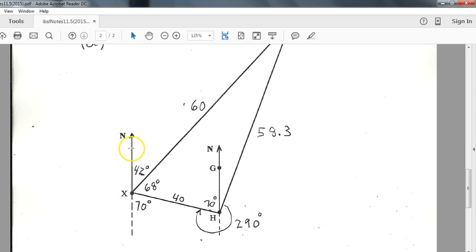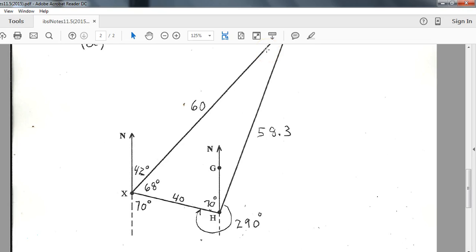You always draw your northern ray, and right there we're going to go ballpark about 42 degrees from the north. And if the line from H to X was 40, and this one is 60, then I'm going to try my best to estimate about how long 60 would be in relation to the 40 that we already have. And so I want to try to go about 1.5 times the length of the line that we already have, and we're going to call that 60. And so that's what we have so far.